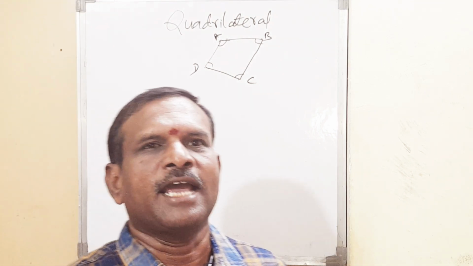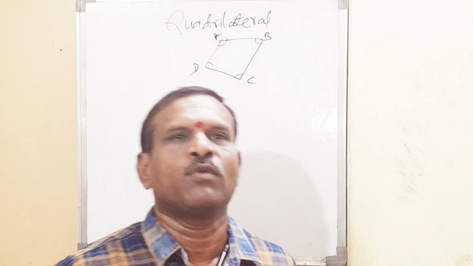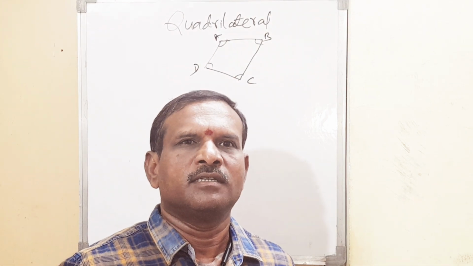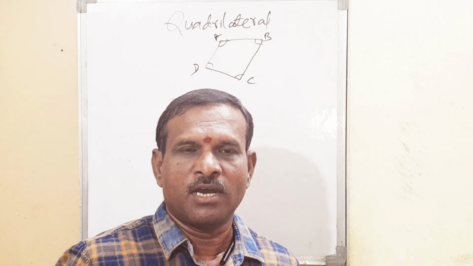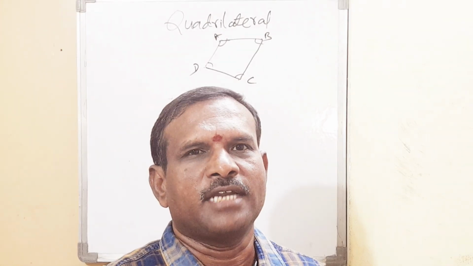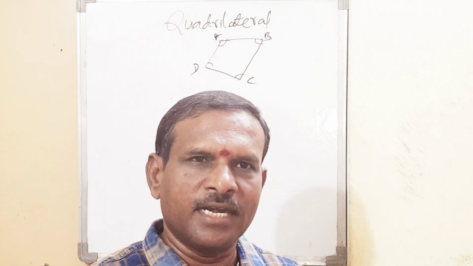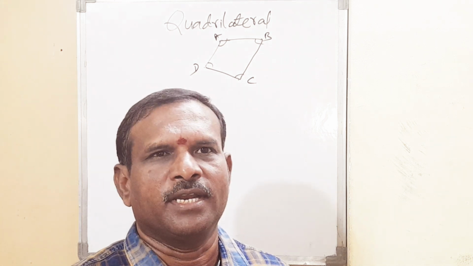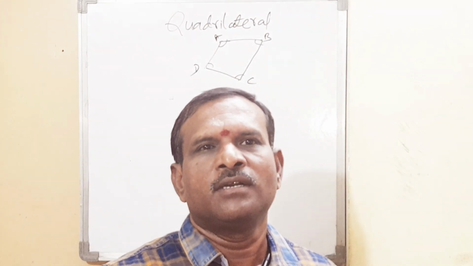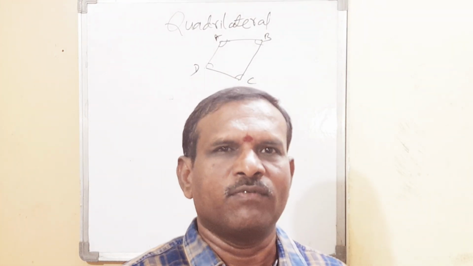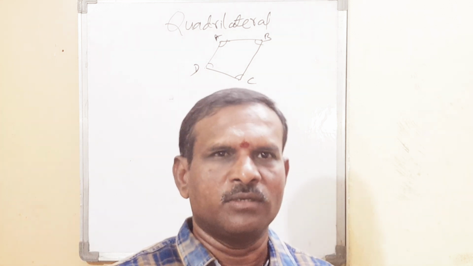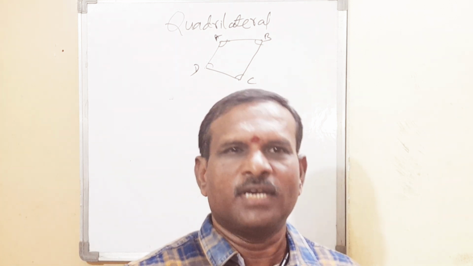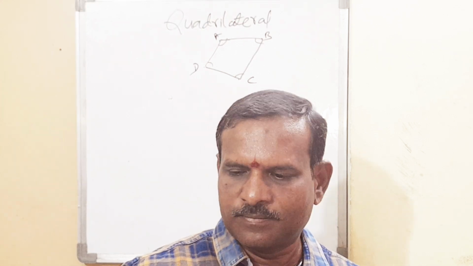Now let us see the types of quadrilateral. How many types of quadrilaterals are there? There are 6 types of quadrilaterals. We should know the properties of each type of quadrilateral and their names. These are very important, because in competitive exams they ask us the relation between one type of quadrilateral and another, and about each type of quadrilateral we should learn very clearly. Okay, let us see the types.